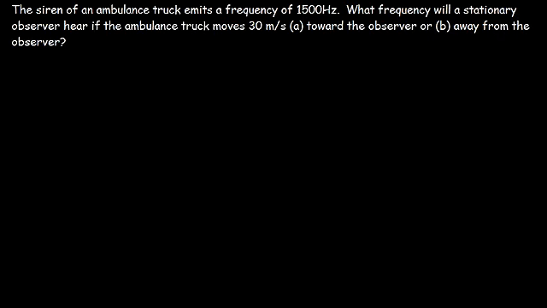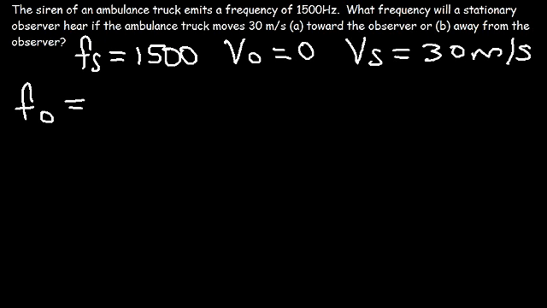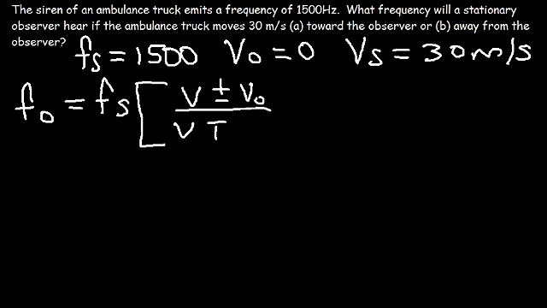So we know that the frequency of the source is 1500 hertz and the observer is stationary. So VO is 0. The ambulance truck moves at a speed of 30 meters per second, so that's VS. And V is simply 343. So let's write the equation. The frequency detected by the observer is equal to the frequency of the source multiplied by V plus or minus VO divided by V minus plus VS.